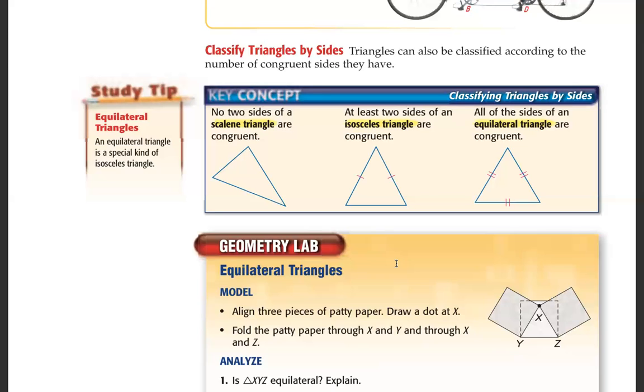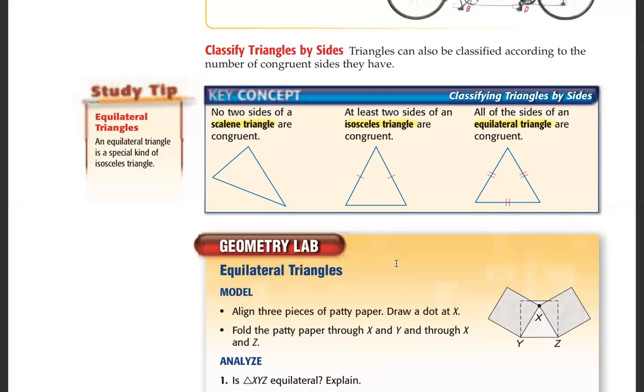This is like in a four-sided polygon, a quadrilateral. This is equivalent to a square. A square has four sides and all the sides are equal. In a three-sided polygon, a triangle, if all the sides are equal, then we call it equilateral triangle.